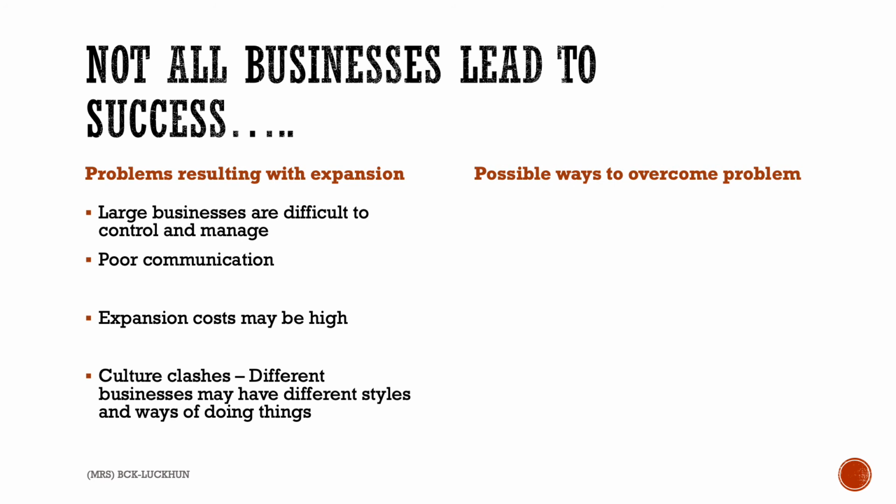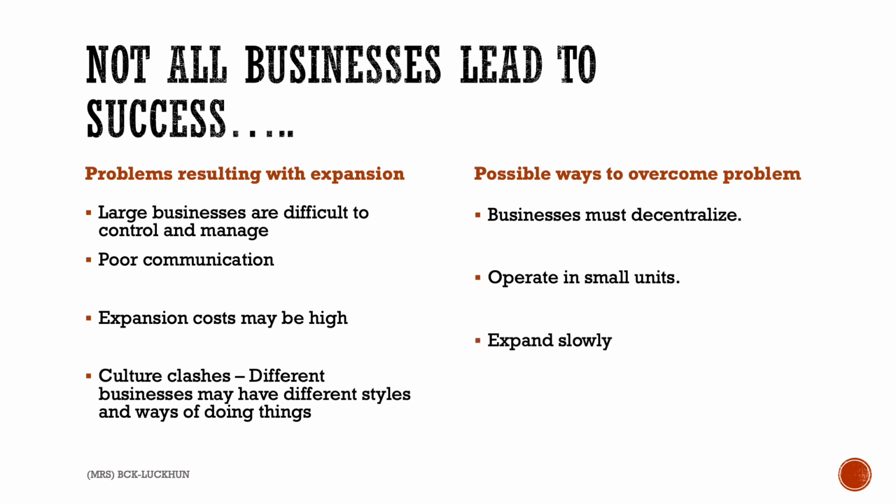Some of the possible ways to overcome the problems are: firstly, businesses may decentralize. Secondly, they may operate in small units. They may expand slowly and always explain the reasons for change.